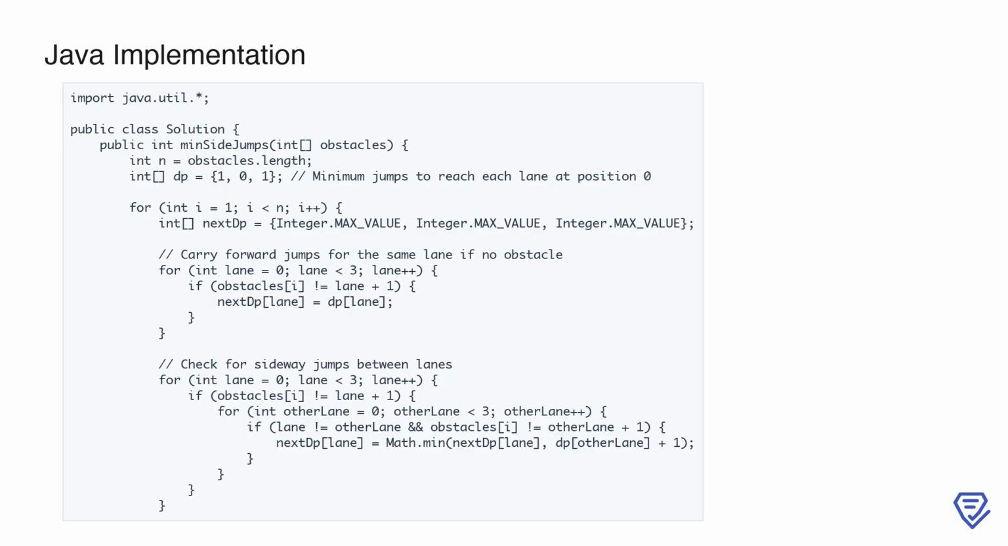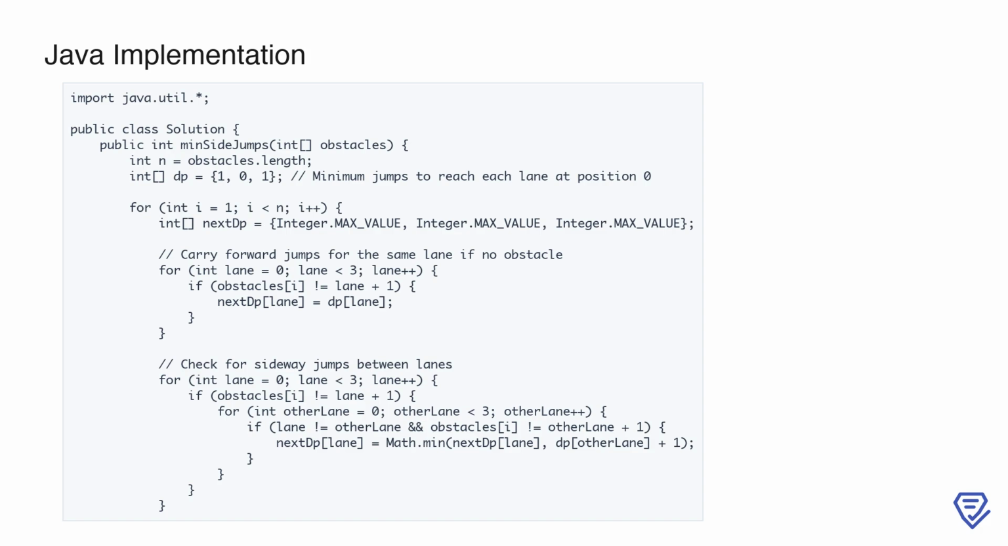Here, we start by defining the method minSideJumps, which takes an array of obstacles as input. The length of this array is stored in n, and we initialize a dp array to keep track of the minimum number of sideway jumps needed to reach each lane at the starting position.